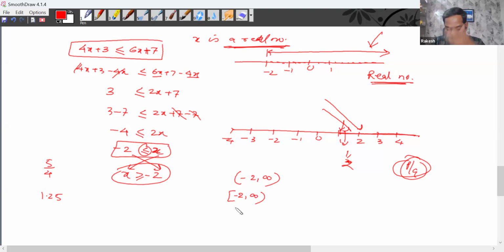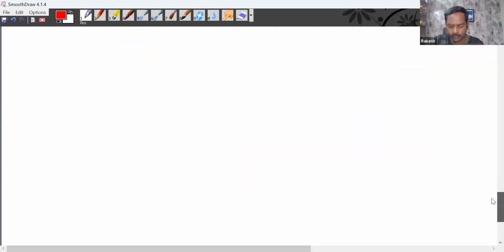Fine, guys. Now, let's take one more example. So I'm taking one more example which says that (5 minus 2x) whole divided by 3 is less than or equal to x divided by 6 minus 5. Okay. It's very much similar to the previous question. The only thing is that something is in fraction.